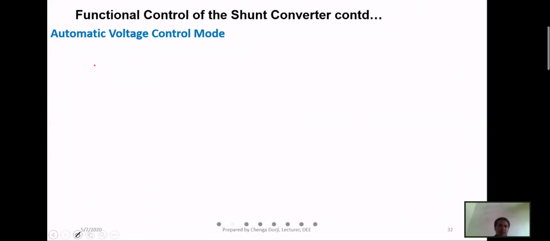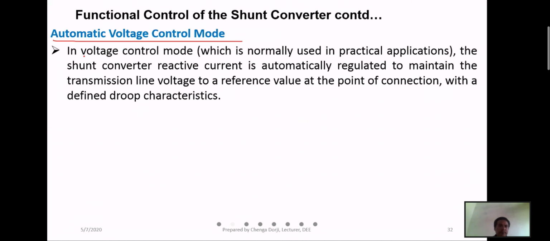Then another one, the most widely used, is the automatic voltage control mode, another mode of functional control. In this voltage control mode, which is the most widely used in practical applications, the shunt converter reactive current is automatically regulated. So here ISH is automatically regulated to maintain the transmission line voltage at a reference value. Suppose the reference value is around 400 kV, then it will automatically regulate to keep within that 400 kV at the point of connection with the defined droop characteristics.